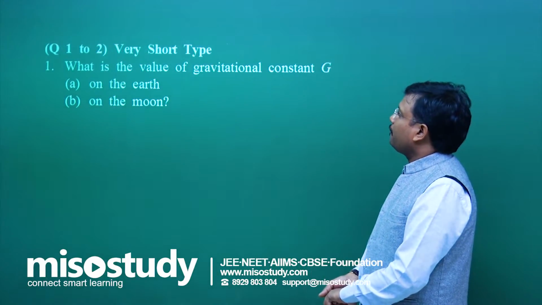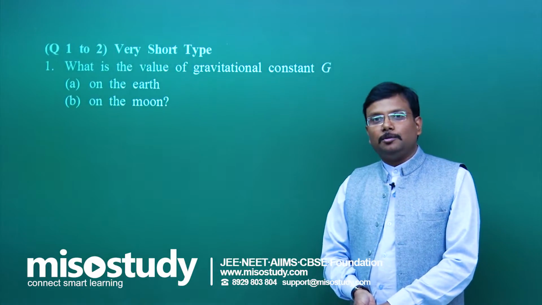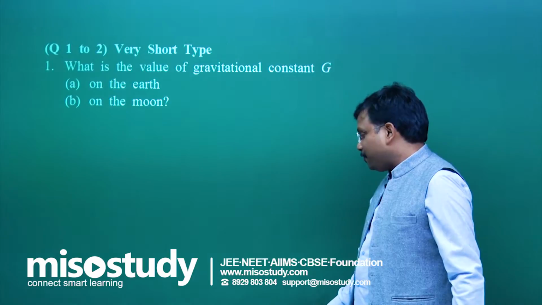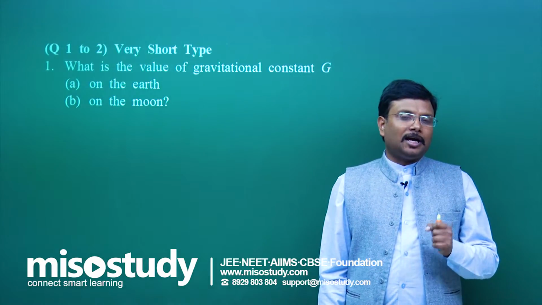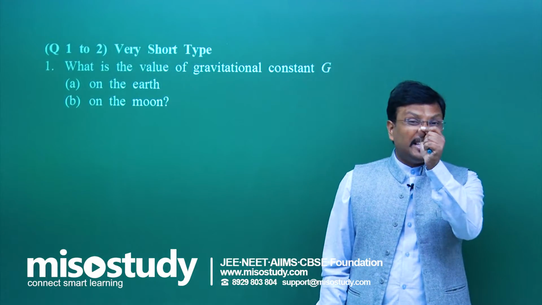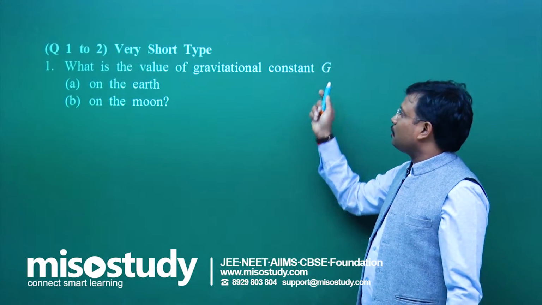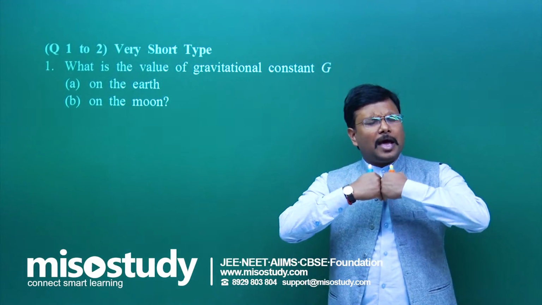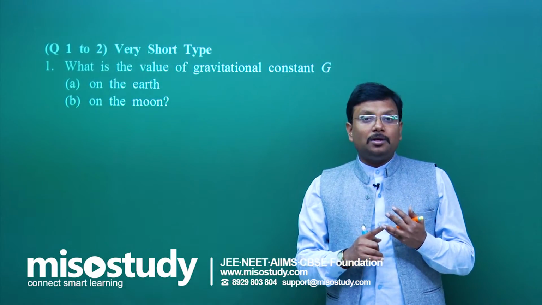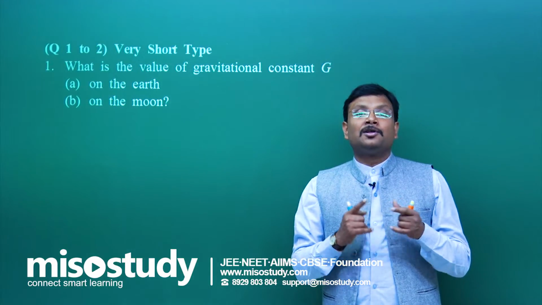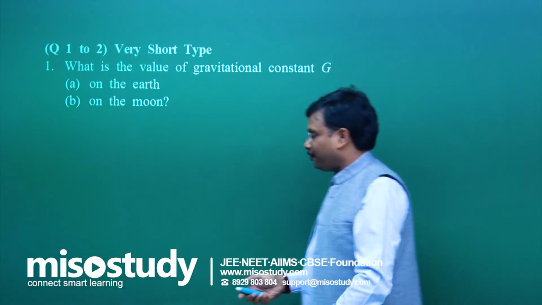So, what is the value of gravitational constant G on the Earth, on the Moon? Students, if you are regularly watching our videos, you will simply say, sir, you told us that the acceleration due to gravity g has changing values, but the universal gravitational constant capital G has the same value everywhere. Jupiter, Moon, Mars, Earth, Sun, anywhere in the universe, its value remains the same, fine.